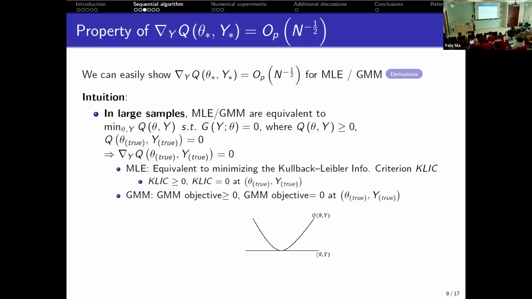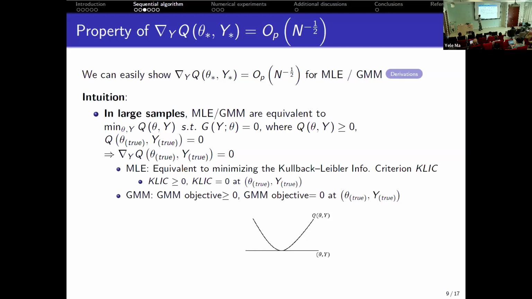So concerning the gradient of Q with respect to Y, we can show this for MLE and GMM. And concerning this property, we can give an intuition. In large samples, basically MLE and GMM are equivalent to solving this constrained optimization problem, where Q(theta, Y) takes a non-negative value, and the value of Q is equal to 0 at the true value, or the solution of this constrained optimization problem.